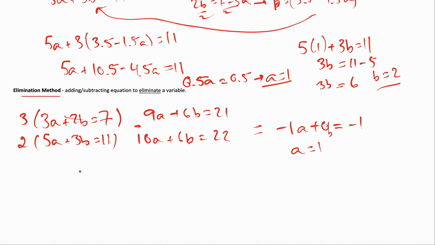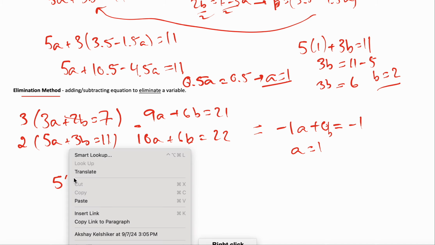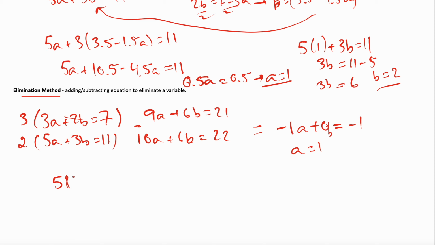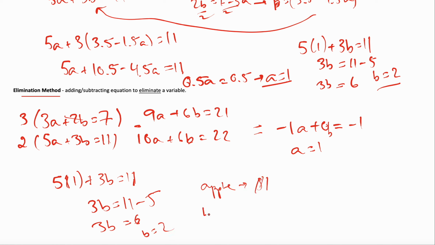And now I'm just going to plug a back in, so I have 5 times 1, plus 3b equals 11. And then we'll just solve, so 3b equals 11 minus 5, you've seen this before. 3b equals 6, b equals 2, so then we have an apple at $1 and a banana at $2.